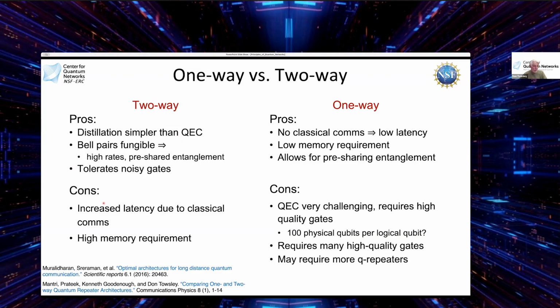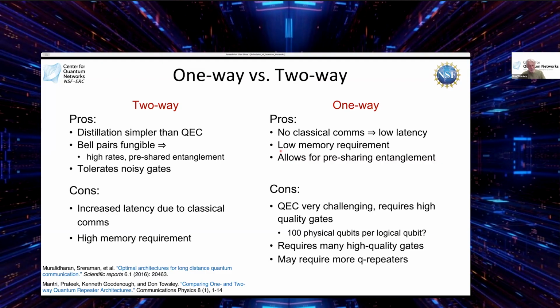The con is you get increased latency because you have to do this exchange of classical communications. And as we saw, the repeaters need to have quantum memory, and so potentially there could be a high memory requirement. If we look at the one-way, on the positive side, no classical comms, which suggests that you can have low latency.